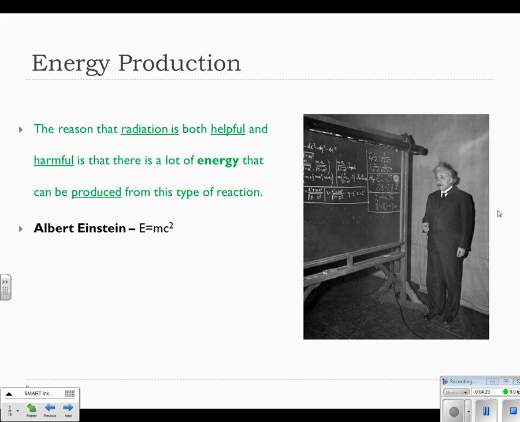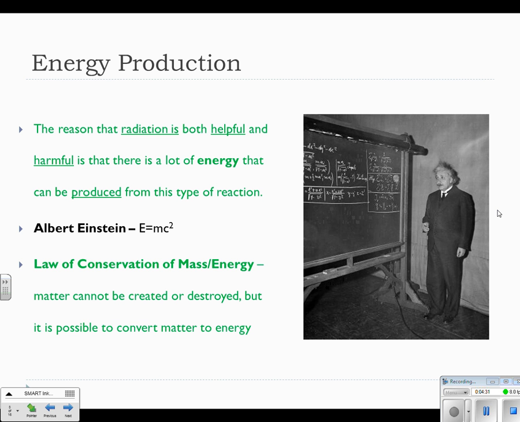The energy is Einstein's famous equation, E equals mc squared. Energy equals mass times the speed of light squared. And this is related to the law of conservation of mass or energy. Matter cannot be created or destroyed, but it is possible to convert matter to energy. So that's what happens in a nuclear reaction.